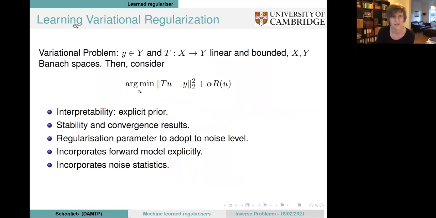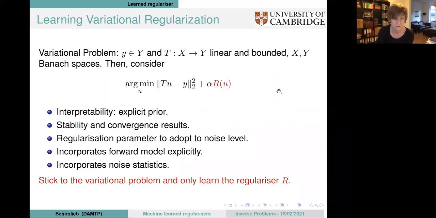Okay, so let's get into this. Learning variational regularizers. The idea, again, just to set the scene: this is my variational problem. Now I'm really in the linear setting. My forward operator is linear and bounded between two Banach spaces. And what I want to do is stick to this, but learn the regularizer.